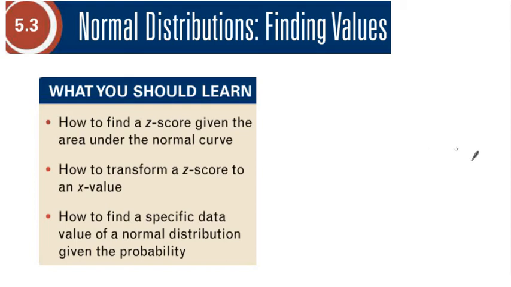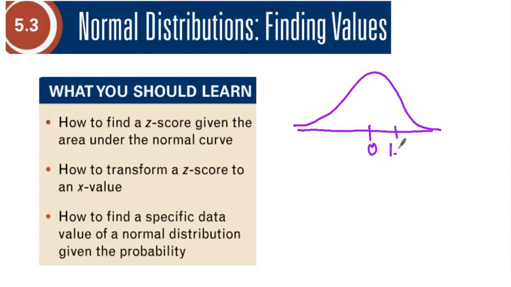Alright, so section 5.3 is kind of like section 5.2 except in the reverse. In 5.2 they would give you z-scores. They would say, let's say z equals 1.25, find the area to the right of 1.25. That's an example from section 5.1.